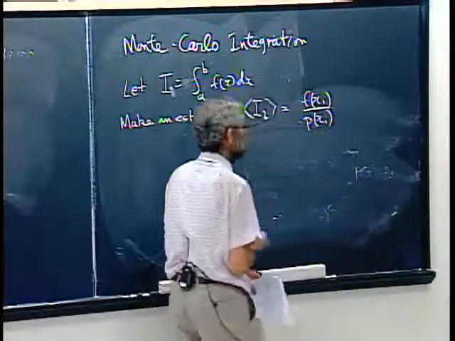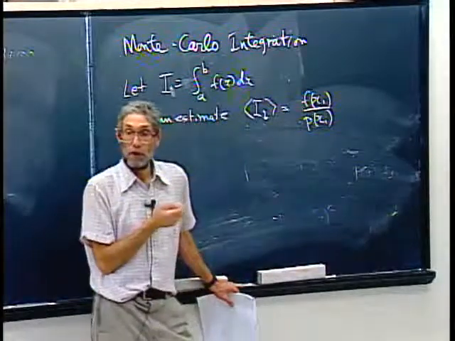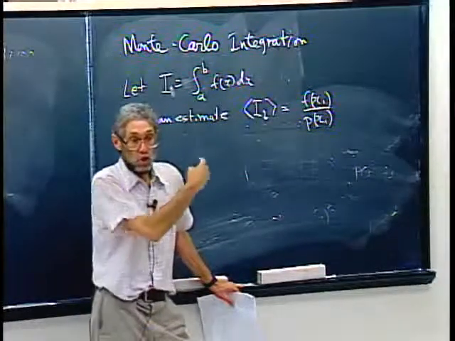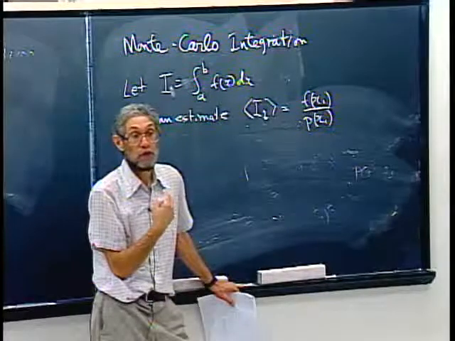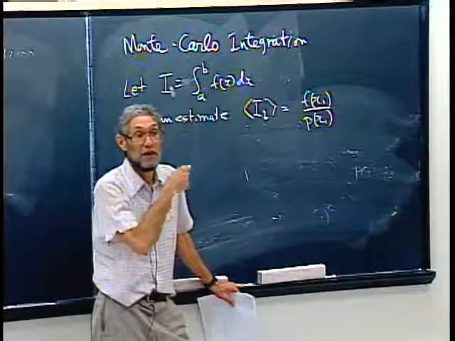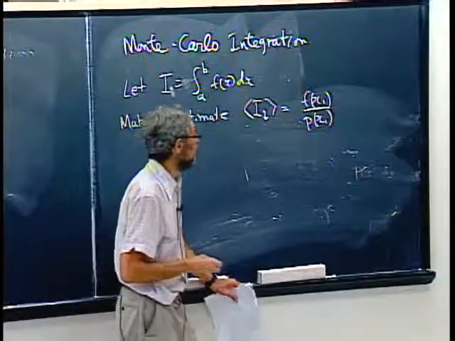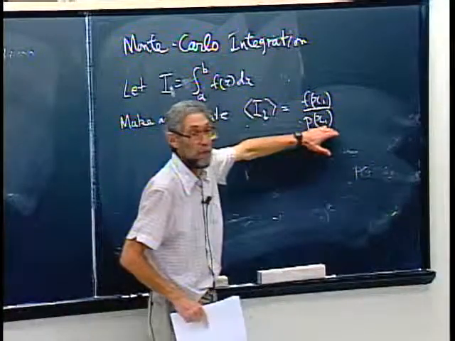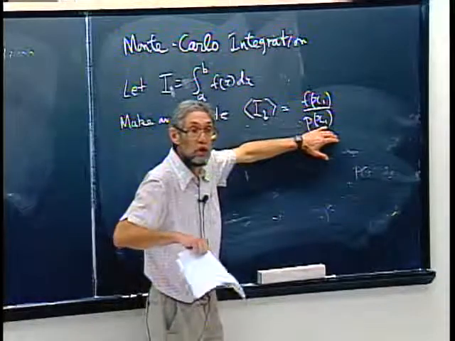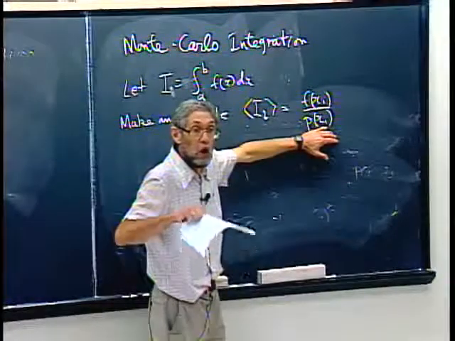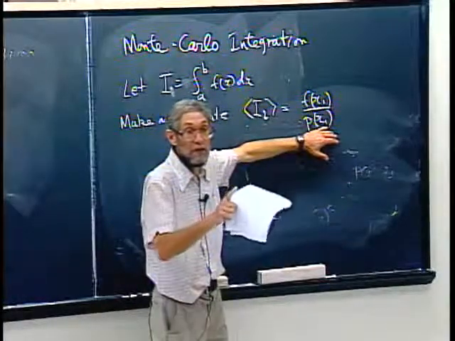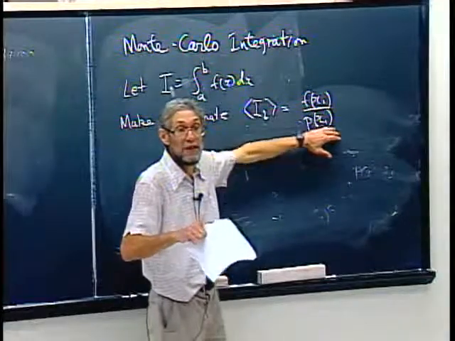So you choose x1 from some probability distribution. It could be a uniform distribution over the interval from a to b. It could be a Gaussian. It could be anything. But you divide by the probability, because if you want to estimate f and you have a low chance of picking that value, you have to weight it by 1 over that chance to compensate.